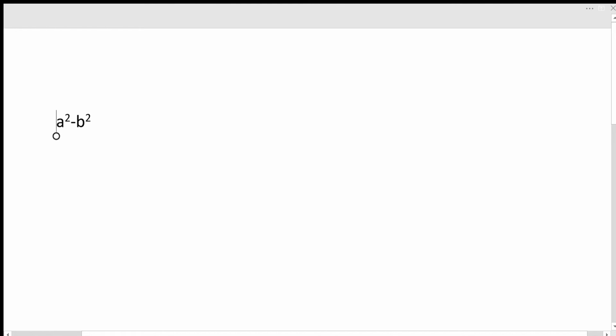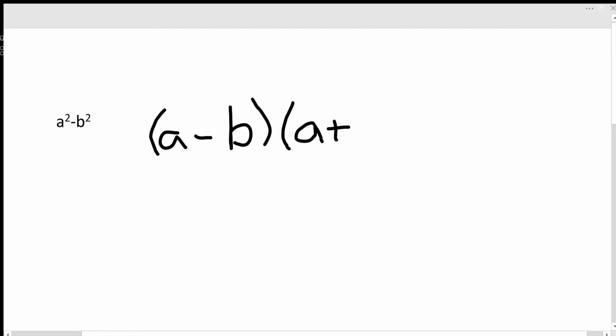Today I'm going to be doing a tutorial on factoring differences of squares. We see this expression here, a squared minus b squared. Now factoring differences of squares is really quite simple. All we need to do is come up with our two binomials, which is a minus b multiplied by a plus b.